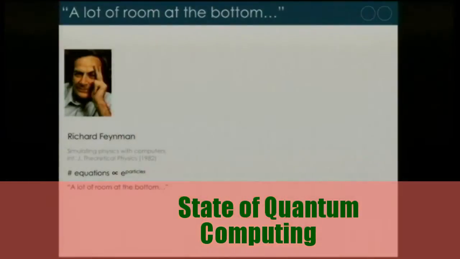And the reason that we can envision such a future is because there is a lot of room at the bottom. This is a famous quote by Richard Feynman, who won a Nobel Prize in physics. He was one of the stars of physics for his generation.